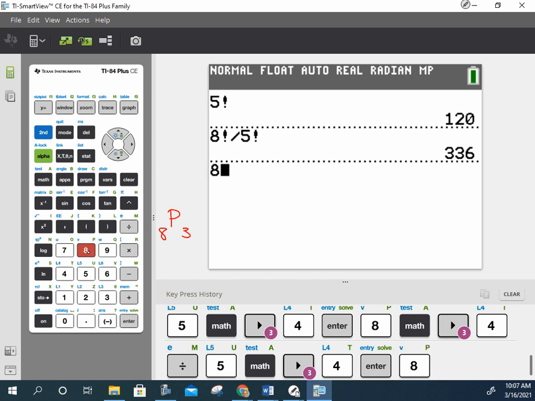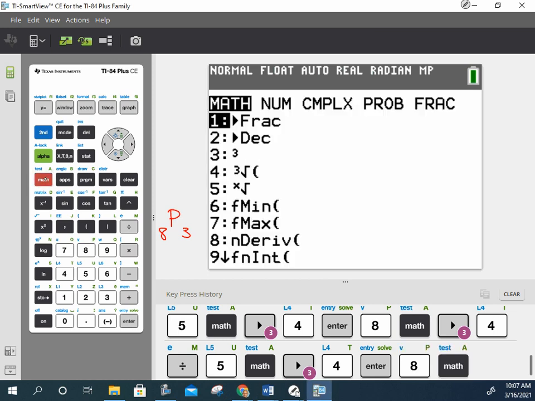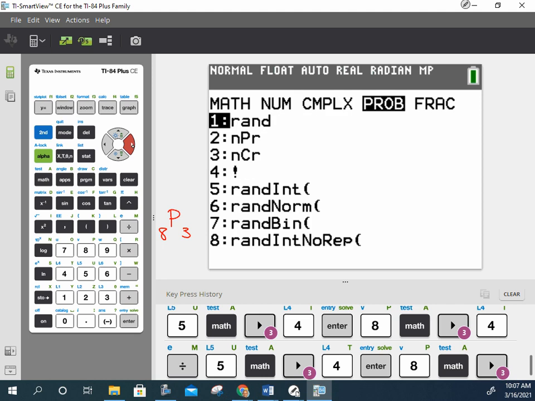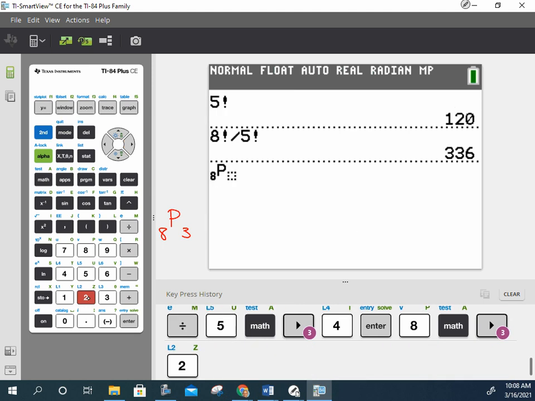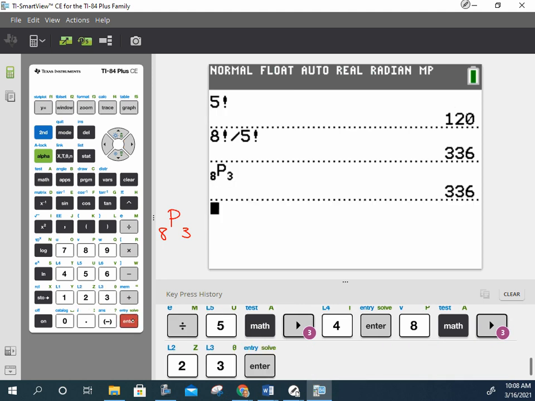Press the 8. Go to math. That second button down is permutation. Press it, type in the 3, there's your answer.